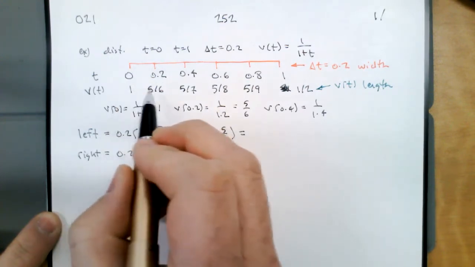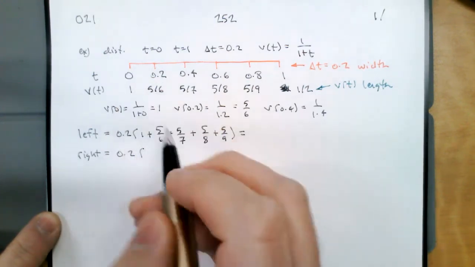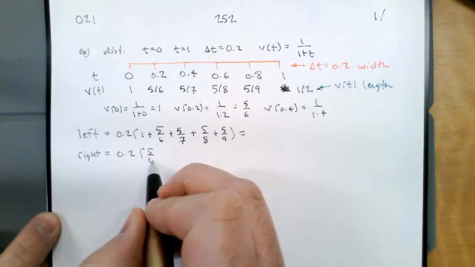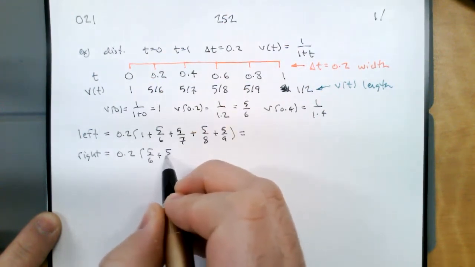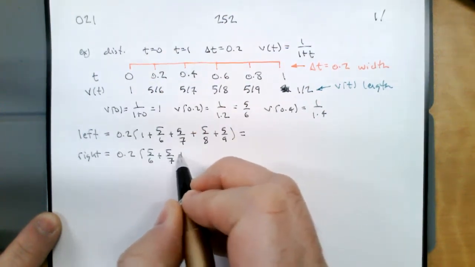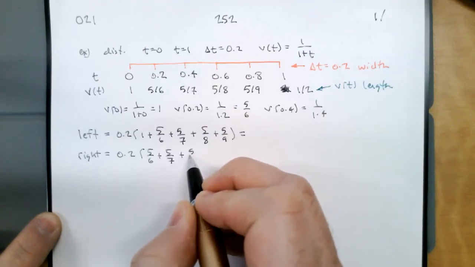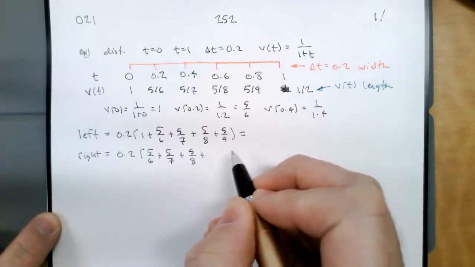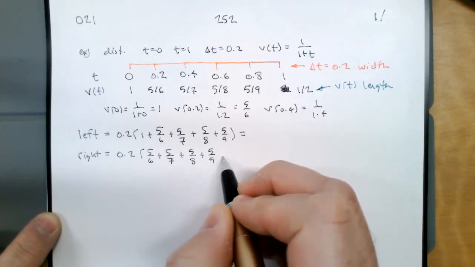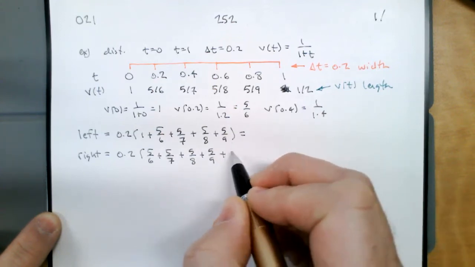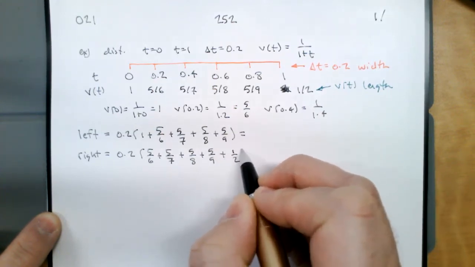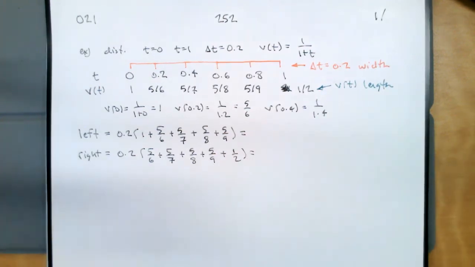In this case, we'll look at this first rectangle. 1 is on the left and 5/6 is on the right, so we'll use the one on the right. 5/7 is on the right of the second rectangle. 5/8 is on the right of the third. 5/9 is on the right side of the fourth, and 1/2 is on the right side of the last one.